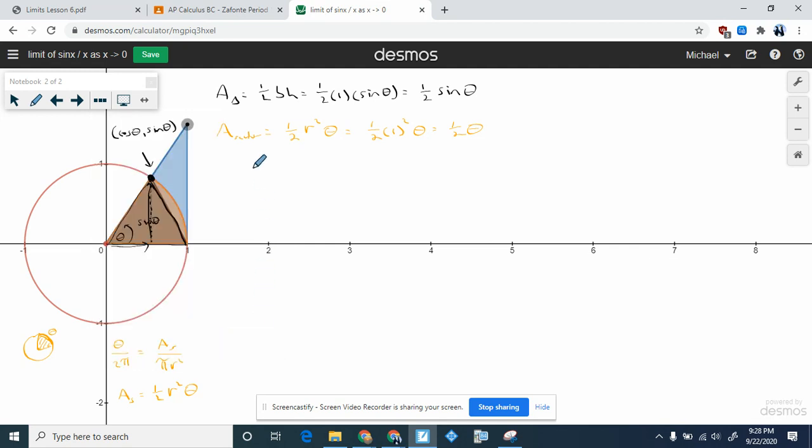Let's now go to the area of the large triangle. Again, area of a triangle is 1/2 base times height. So it's going to be 1/2 base. The base of this triangle right here, this is the triangle I'm talking about, is still going to be 1, because this is the unit circle. That length is 1. The height is a little bit more tricky. It actually turns out that this distance right here can be represented as tangent theta. So the height would be tangent theta.